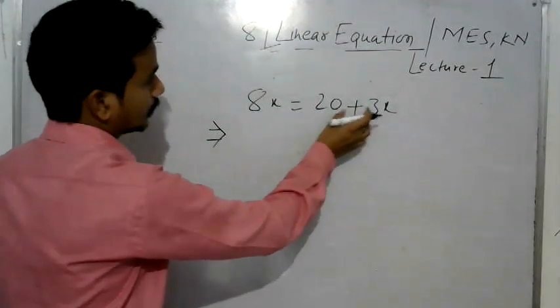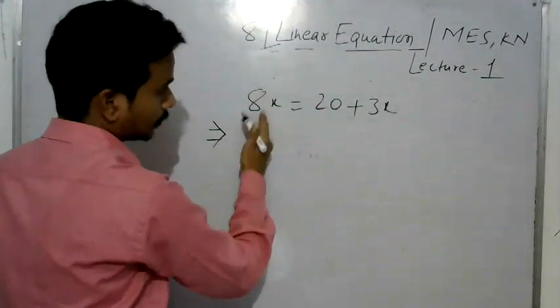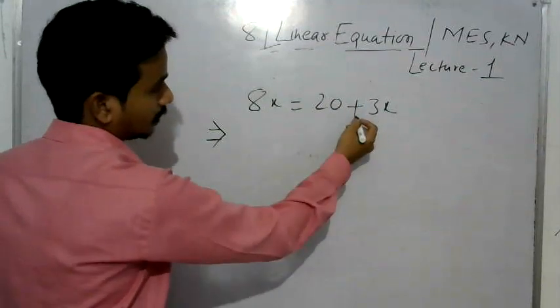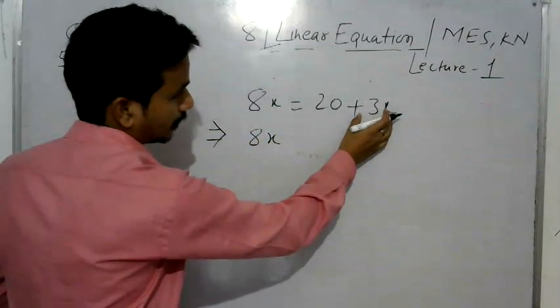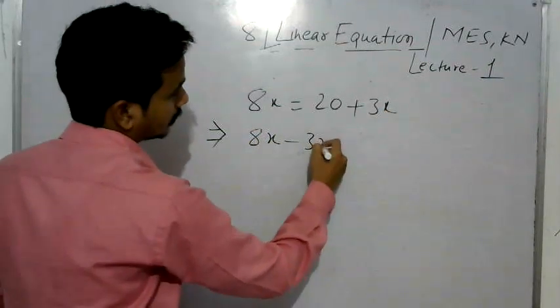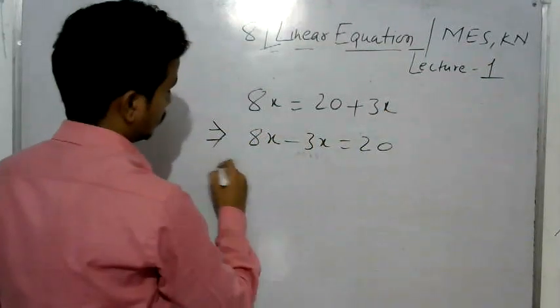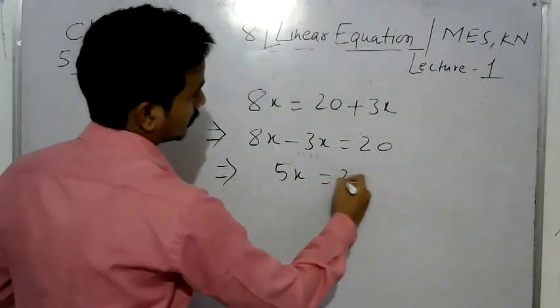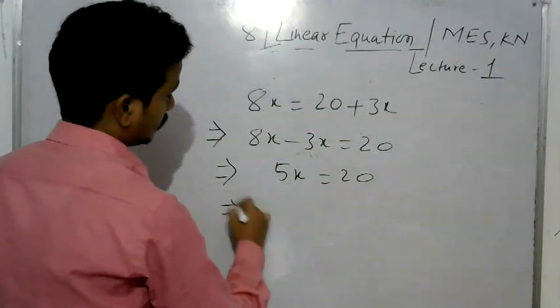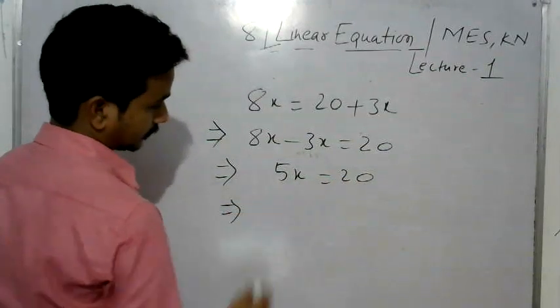So when 3x comes to this side from right to left, the sign will change. 8x equals 20, plus 3x will become minus 3x. Now 8x minus 3x is 5x. 5x equals 20.